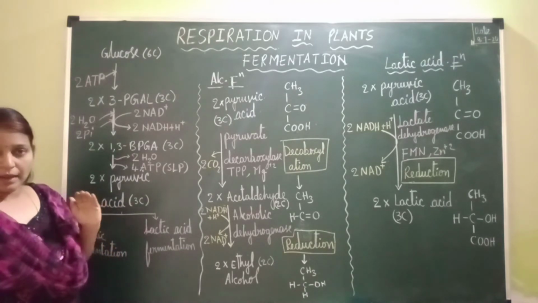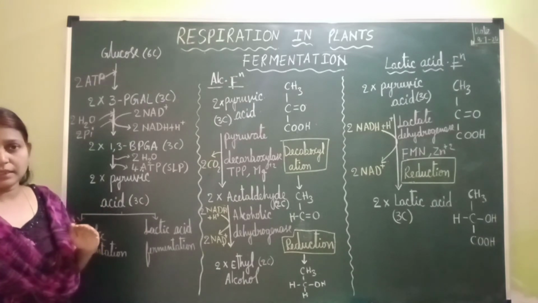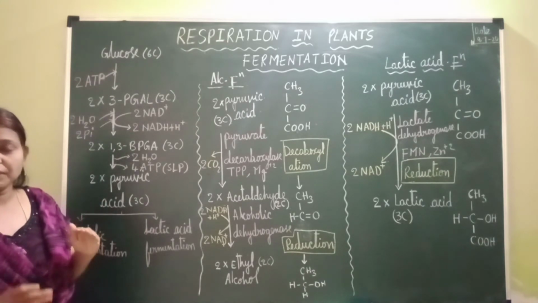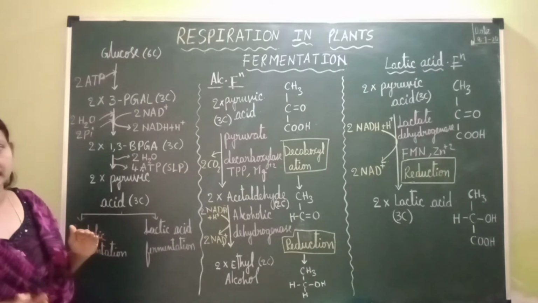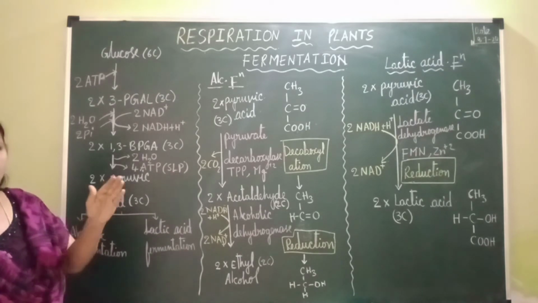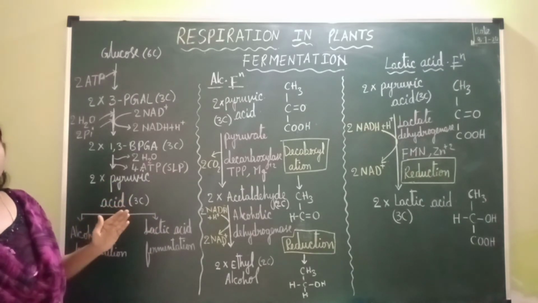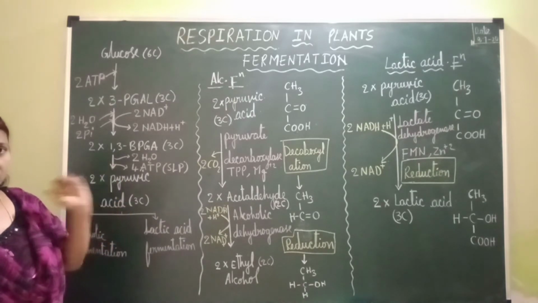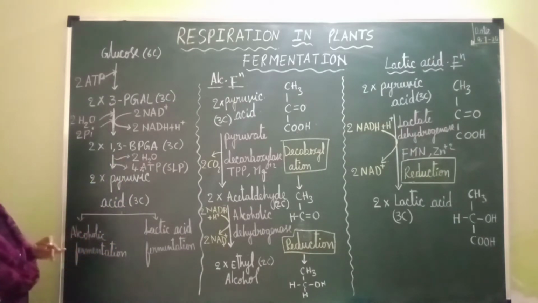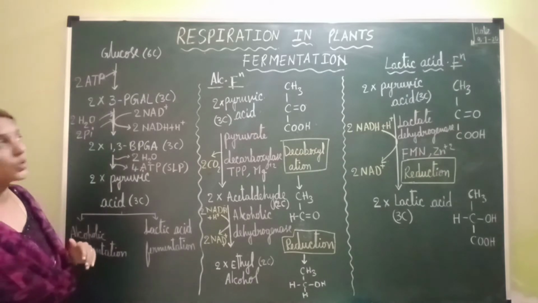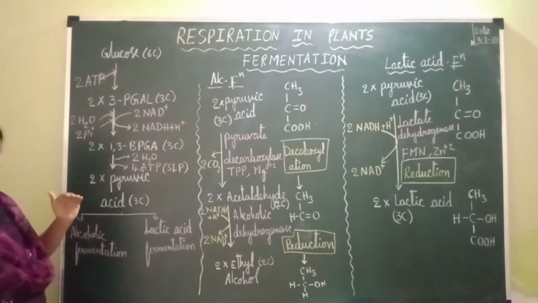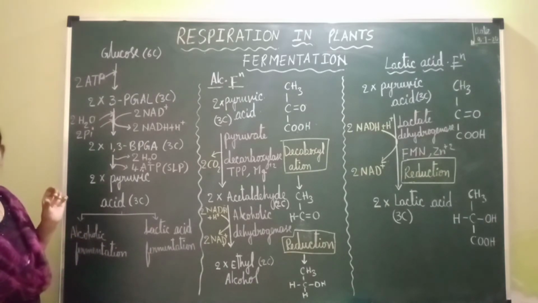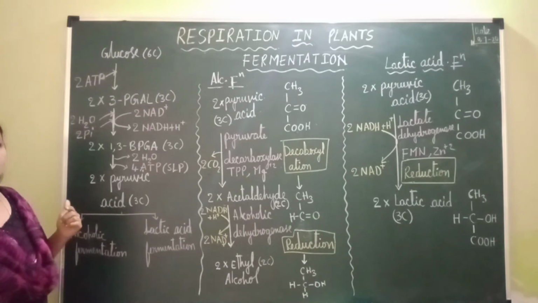So after formation of pyruvic acid, in the absence of oxygen, this pyruvic acid enters into fermentation, that is anaerobic respiration. If oxygen is available, it enters into aerobic respiration. Now we are going to study this anaerobic respiration, that is fermentation, which occurs in the absence of oxygen. Before starting with this fermentation, let's recollect a few points of glycolysis.